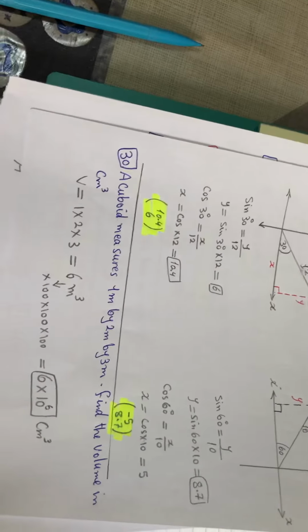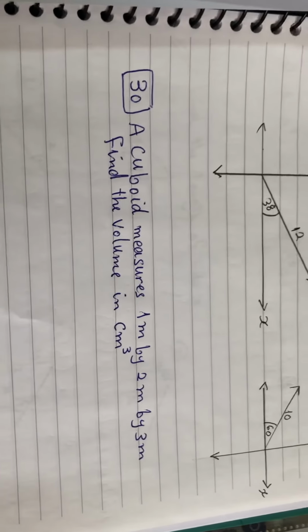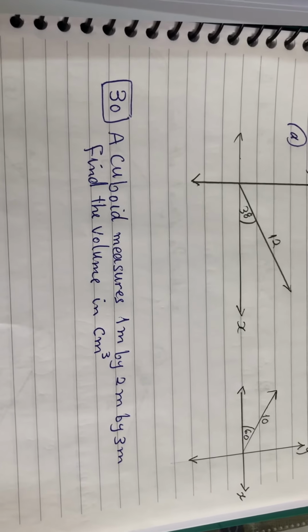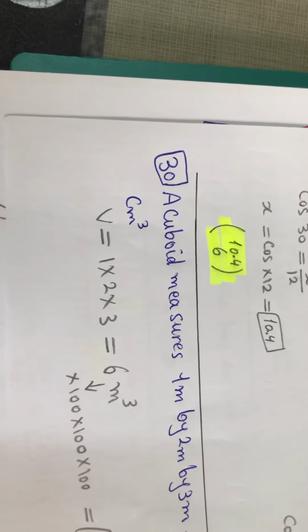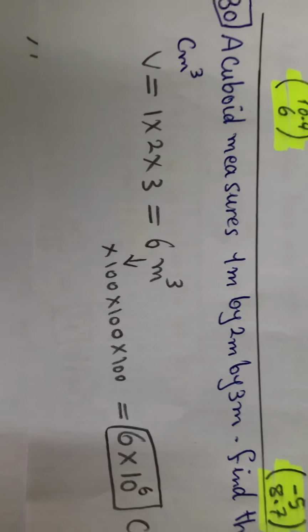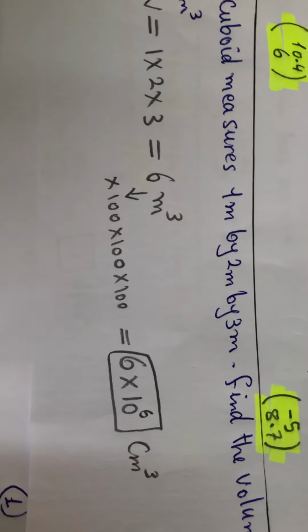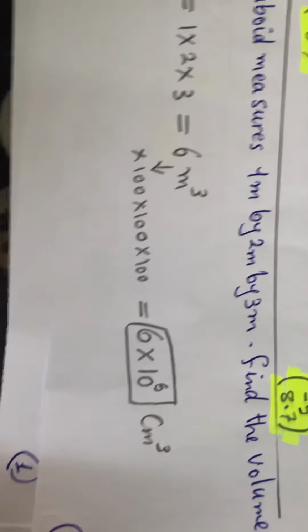Okay. In question number 30, we have cuboid measures 1, 2, 3. I'll multiply them with each other to find the volume. But here the volume will be in cubic meter. He asked me to find the volume in cubic centimeter. How can I change it from cubic meter to cubic centimeter? Multiply by 100 times 100 times 100. So it will be 6 times million or 6 times 10 power 6.